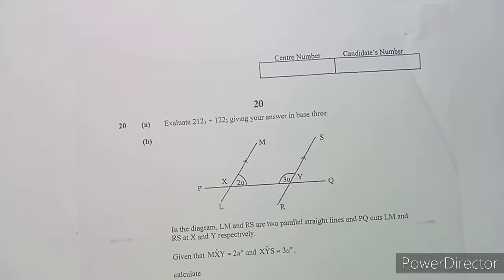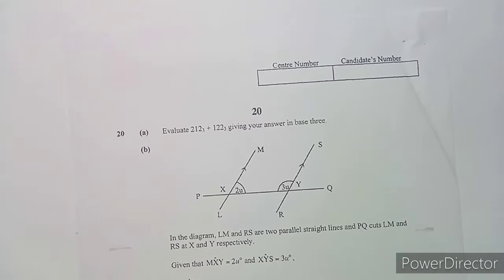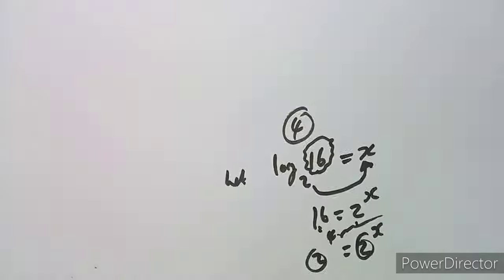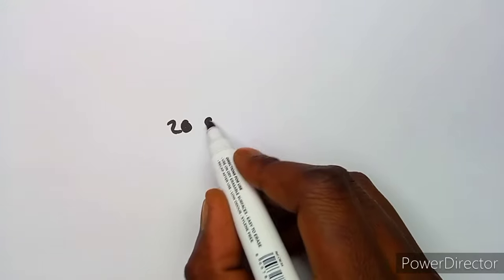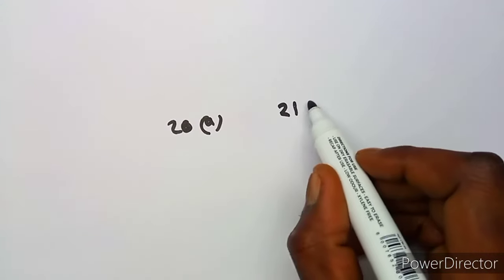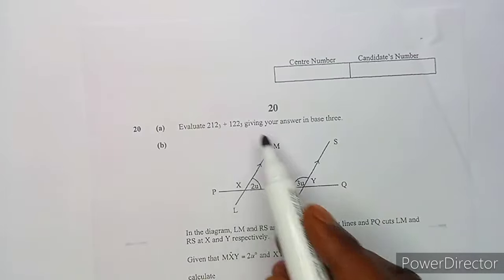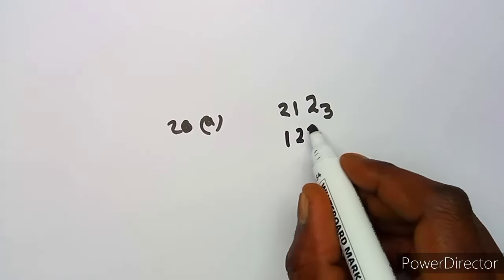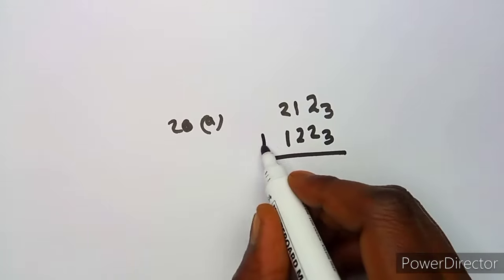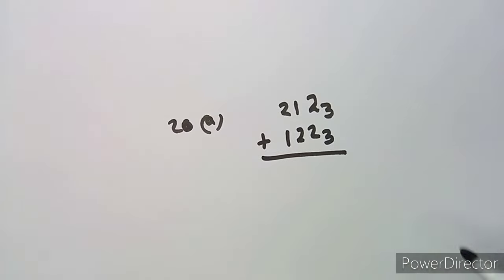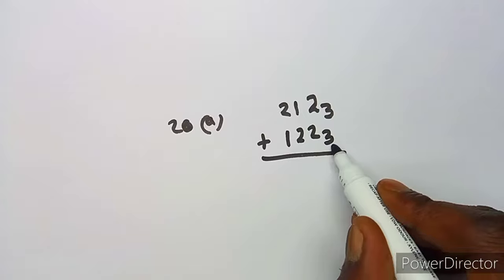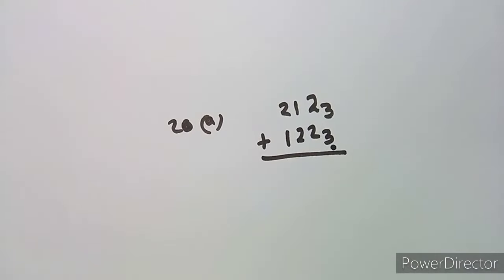And on number 20, you are given to evaluate, giving your answer in base 3. Actually, there it is just to add the numbers. And what is important whenever you're adding is to note how the given numbers are to be expressed. So it's 2 and 3, and this is just 1 2 2 base 3. So I'm just going to write it like this, guys, 1 2 2 base 3, following each other like that.